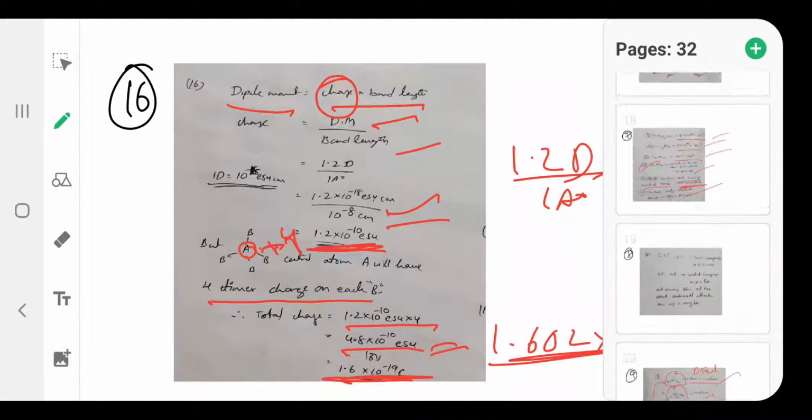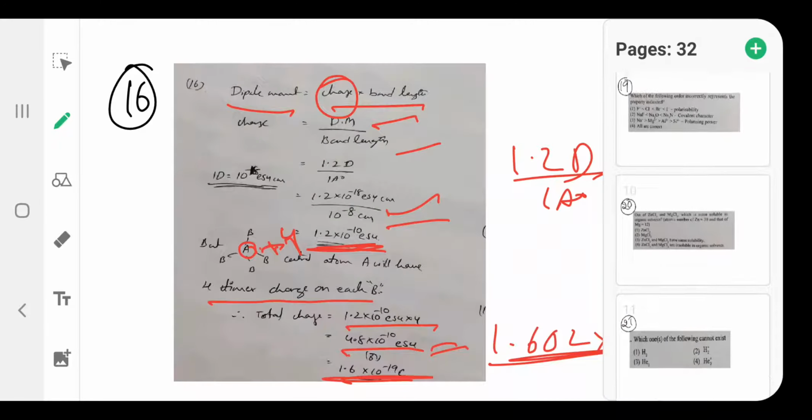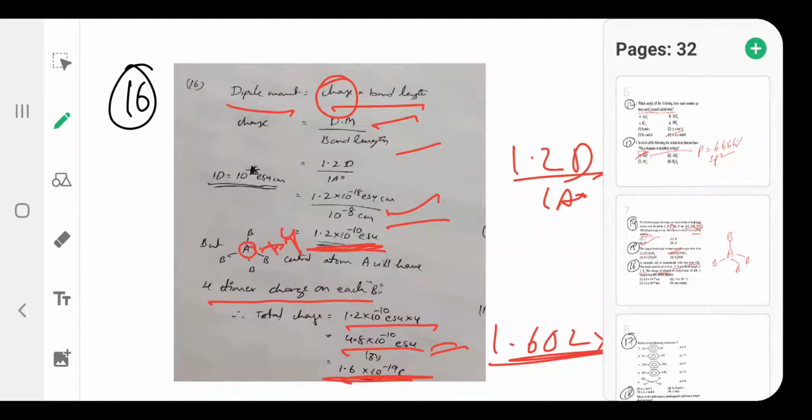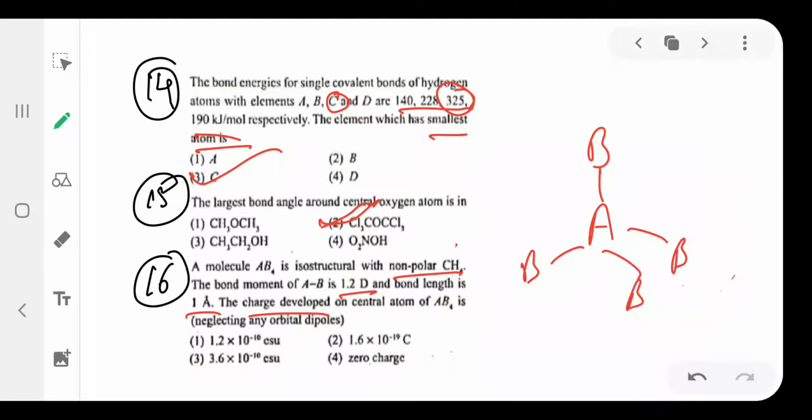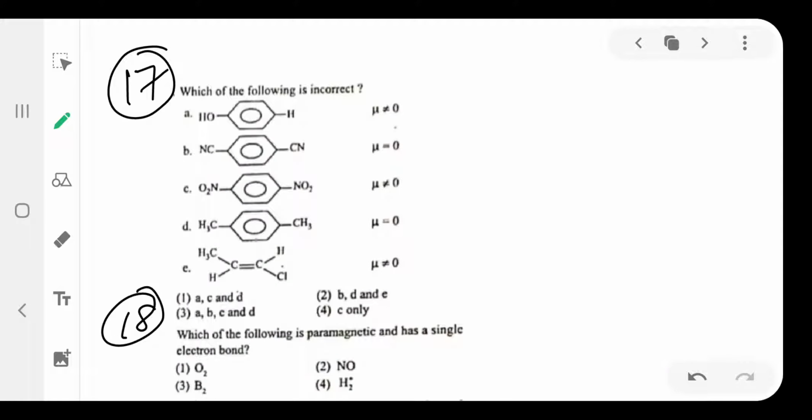Then what is given? 4.8 into 10 power minus 10 electrostatic units or 1.6 into 10 power minus 19 coulombs. Which option is given? Option 2, 1.2 into 10 power minus 19 coulombs. Option is 2.